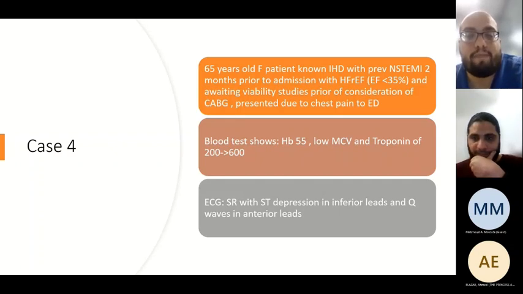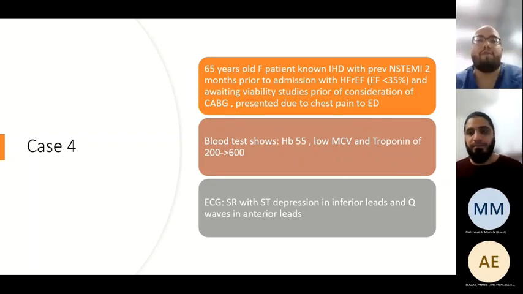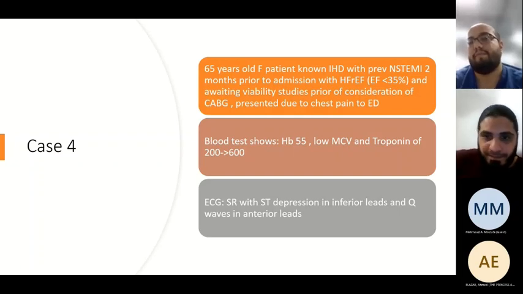Someone with anemia can come with chest pain. So that patient had a symptomatic iron deficiency anemia, enough to cause her to have a type 2 MI, and enough to cause her to have ST segment changes. And as Mohsen said, the umbrella of the term is a myocardial event.